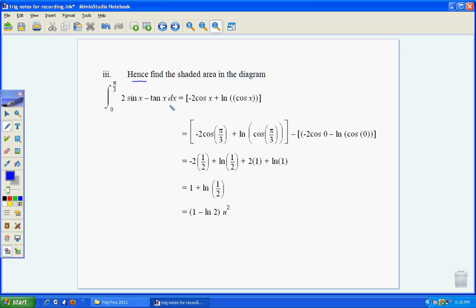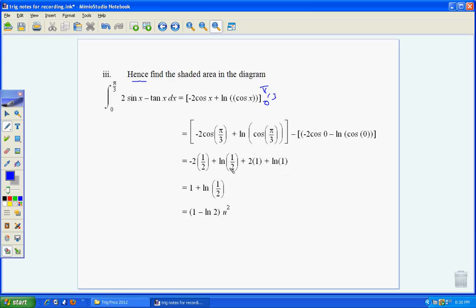There's our integral. We integrate 2 sine x, which integrates to minus 2 cos x, and minus tan x integrates to natural log of cos of x. So that's why we're able to put it straight back in there, because we found the derivative of natural log of cos x before. We're going between 0 and pi on 3. We do our substitution. Cos of pi on 3 and minus times the minus 2, natural log of cos of pi on 3. Cos of 0, natural log of cos of 0.